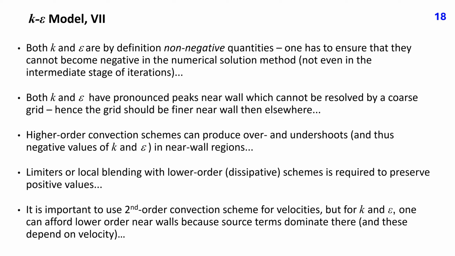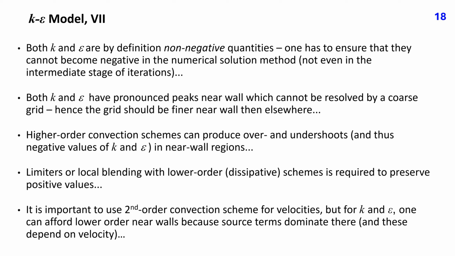Higher-order convection schemes can produce over- and undershoots near peaks in profiles of K and epsilon. This could lead to negative values of K and epsilon in near-wall regions, which is why limiters or local blending with lower-order dissipative schemes is required to preserve positive values.